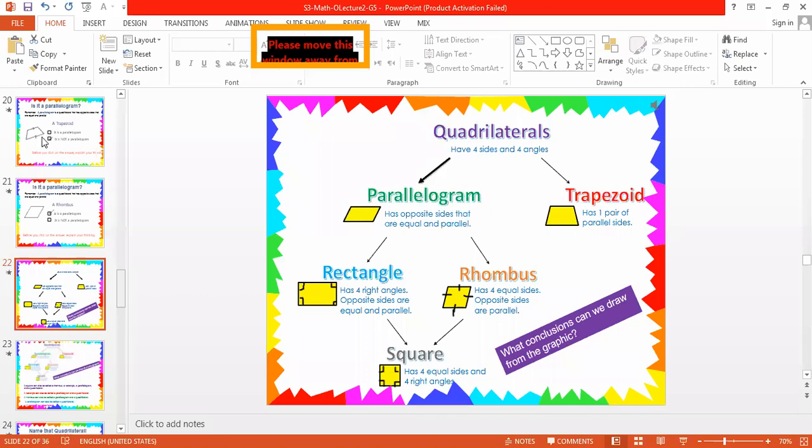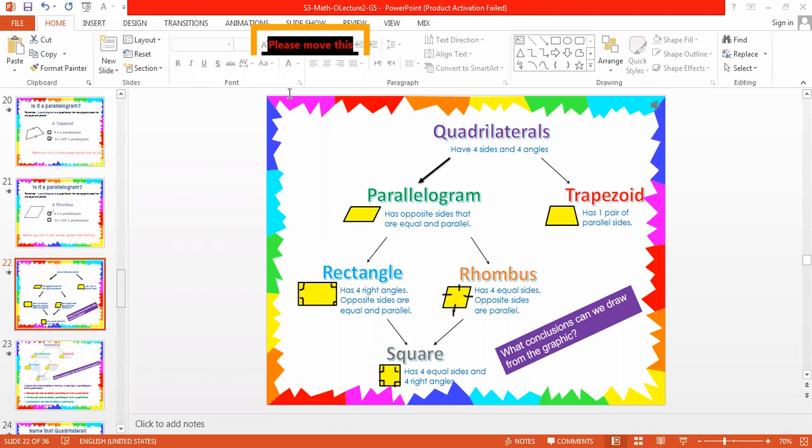Let us say the parallelogram is the father, because it's the first to be discovered. Then from the parallelogram, we have the rectangle, because a rectangle is a parallelogram plus 4 right angles. The rhombus is a parallelogram plus 4 equal sides. And then the square has 4 equal sides and 4 right angles.